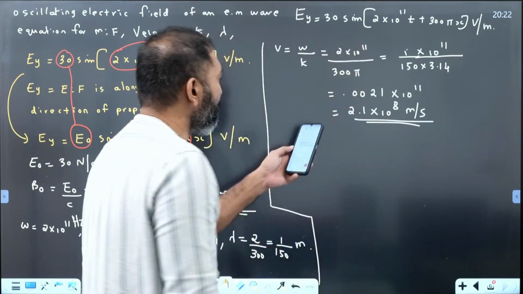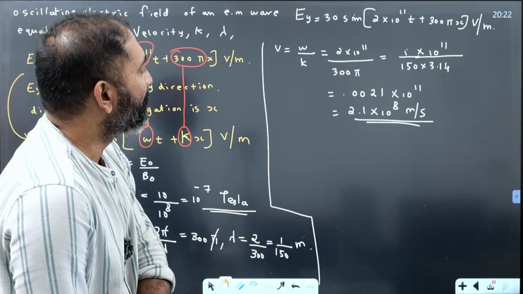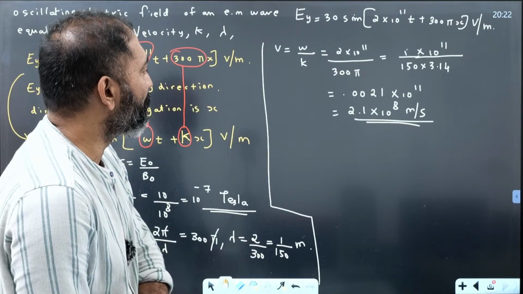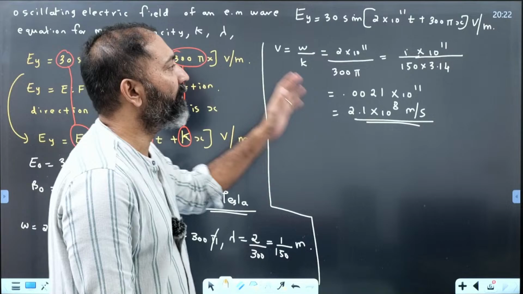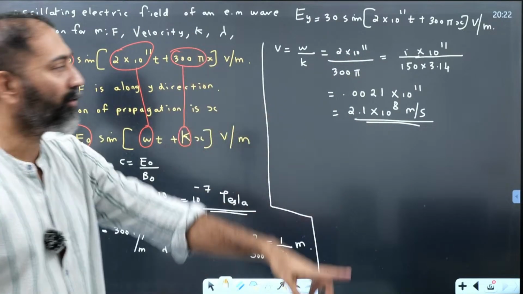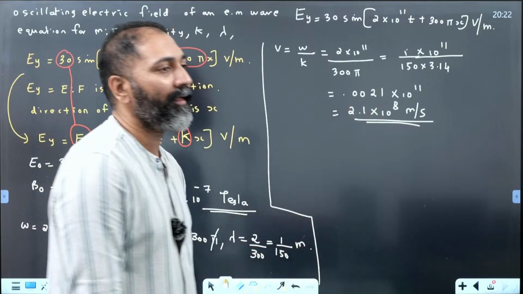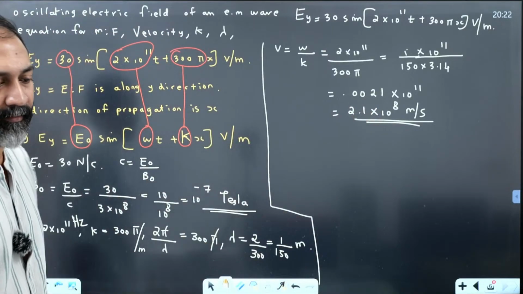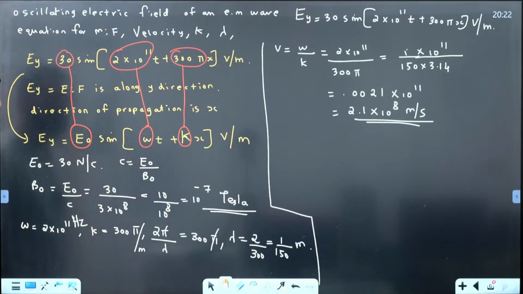Now, with this speed, I understand that it is less than 3 into 10 raised to 8. That means the given wave is not traveling through vacuum. If it was traveling through vacuum, my velocity should have been 3 into 10 raised to 8 meter per second. So, it is not traveling through vacuum.